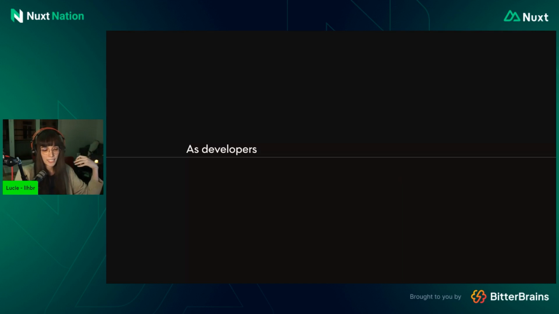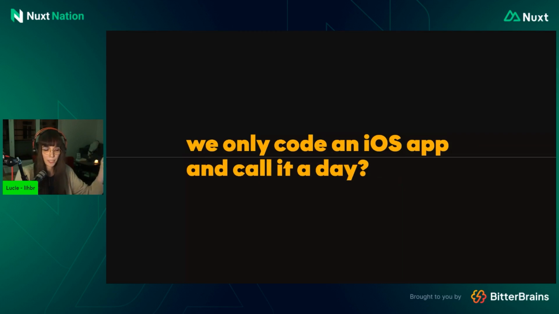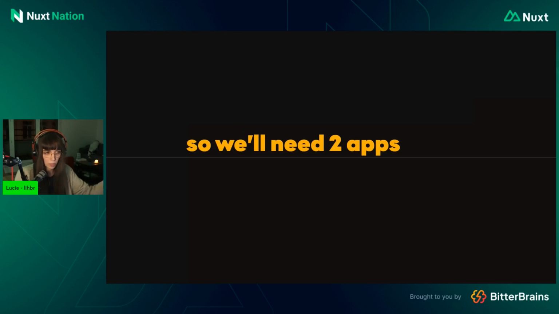But you know that as developers, we don't like to code things twice. So what do we do in that case? Do we only code an iOS app and call it a day? Well, that doesn't really make sense from a marketing point of view, given that the market share for Android and iOS is more or less the same. So we'll need two apps.